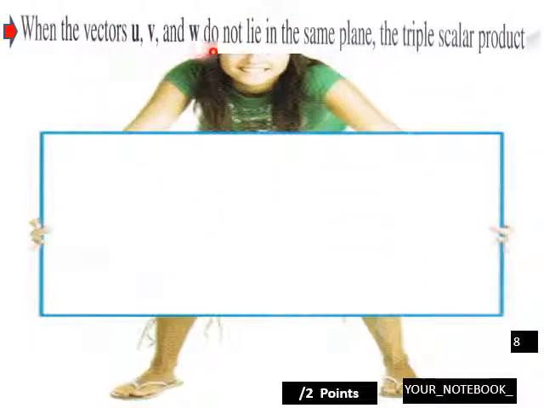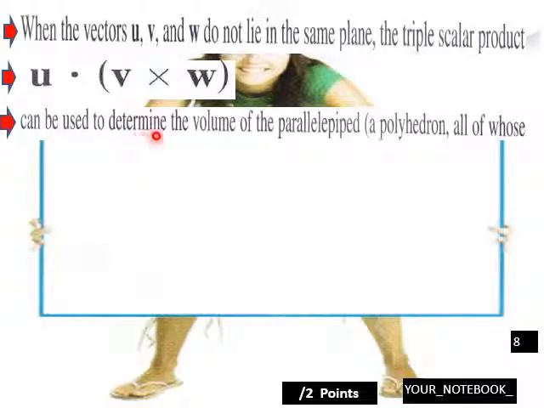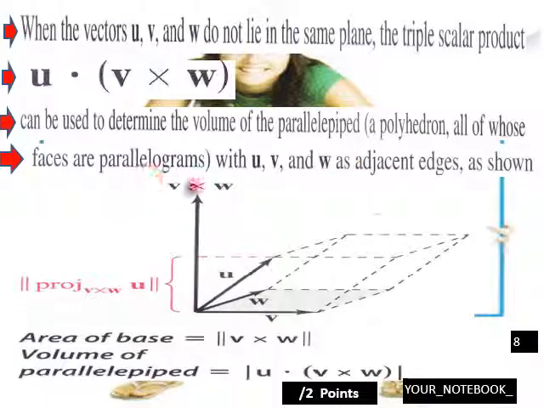When the vectors u, v, and w do not lie in the same plane, the triple scalar product u times quantity v times w can be used to determine the volume of the parallelepiped. That is a polyhedron all of whose faces are parallelograms, with u, v, and w as adjacent edges as shown. So that's what it is. All of whose faces are parallelograms. And this is the fancy word for that, a parallelepiped. This is what it looks like.